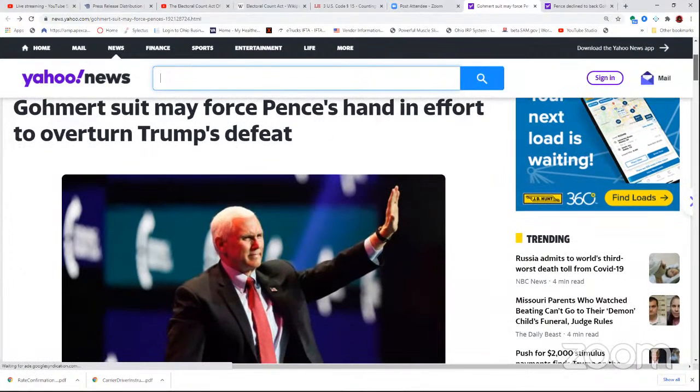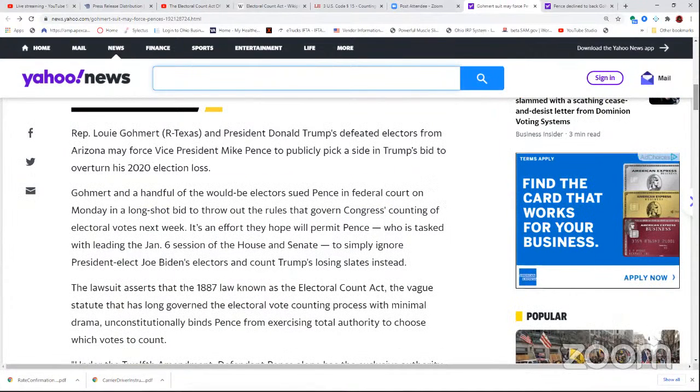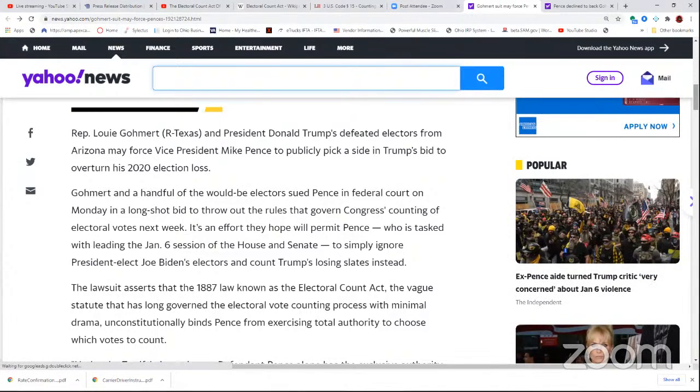So in this article, Louie Gohmert of Texas and President Trump's defeated electors from Arizona may force Mike Pence to publicly pick a side in Trump's bid to overturn the 2020 election loss. Gohmert and a handful of would-be electors sued Mike Pence in federal court on Monday in a long-shot bid to throw out the rules that govern Congress's counting of electoral votes next week. It is an effort, they hope, that would permit Pence, who is tasked with leading the January 6th session of the House and Senate, to simply ignore President-elect Biden's electors and count Trump's losing slates instead.